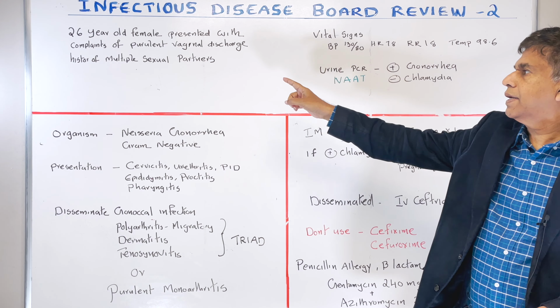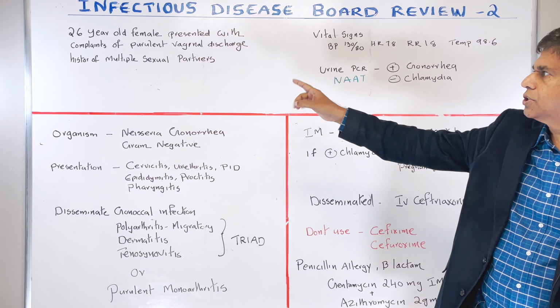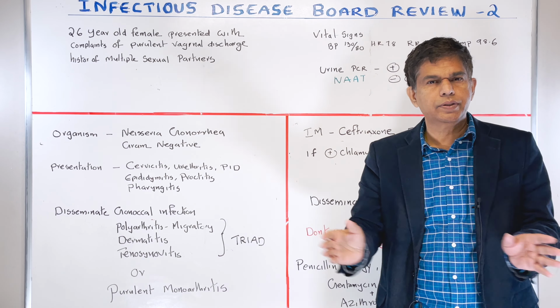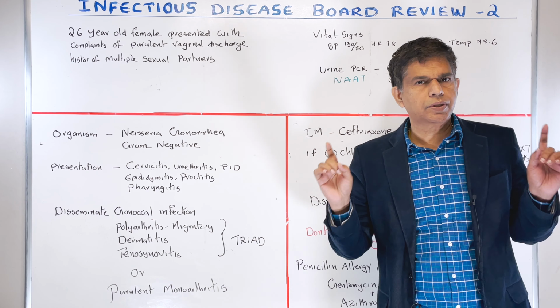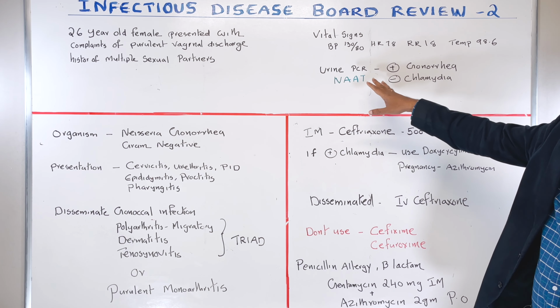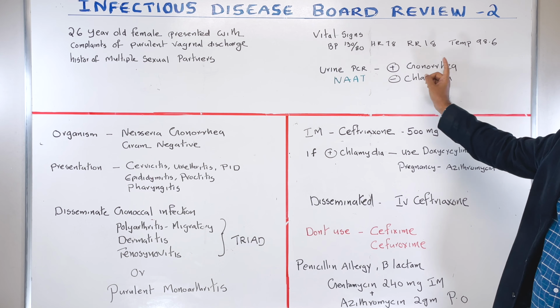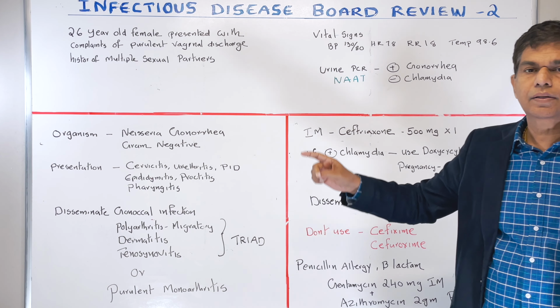So first we have the clinical scenario right here. We have a 26-year-old female presenting with a purulent vaginal discharge and a history of multiple sexual partners. So what do we think? Some kind of sexually transmitted disease going on, right? You look at the labs, pretty much okay. You did a urine PCR, remember, positive for gonorrhea, but no chlamydia, okay?